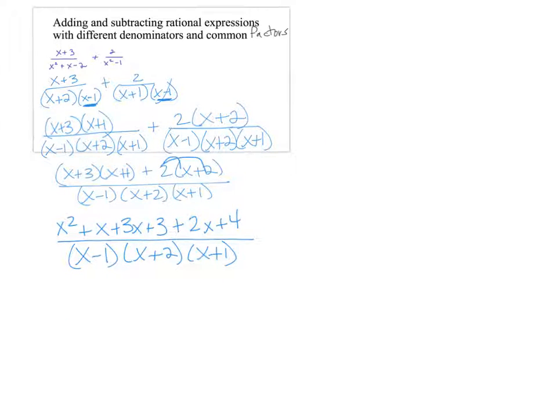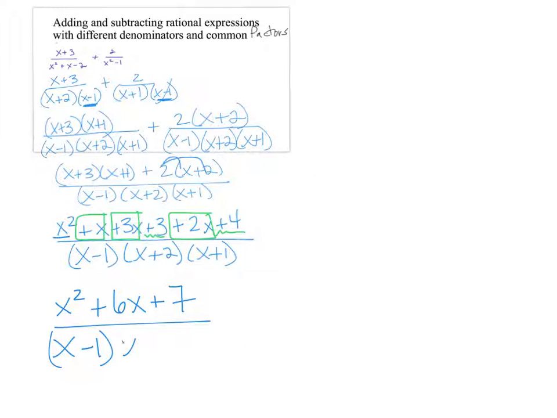As you can see, these do take up a little bit of room. So x squared is by itself. There aren't any like terms. I have plus x plus 3x plus 2x. So 1 plus 3 is 4, plus 2 gives me 6. So that would be 6x. And then I have positive 3 plus 4 gives me positive 7. And that's all over x minus 1, x plus 2, and x plus 1.